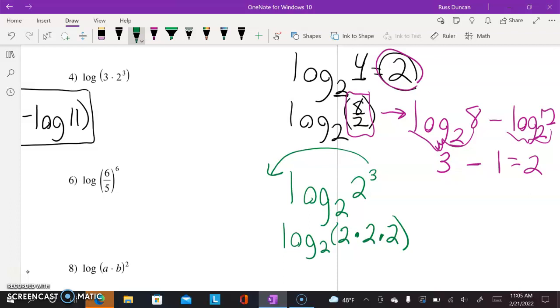Well, according to the rule we just learned, we can then write this as log base 2 of 2 plus log base 2 of 2 plus log base 2 of 2. We just proved that just a moment ago. Log base 2 of 2, by the way, is 1. The answer is 3. Okay?